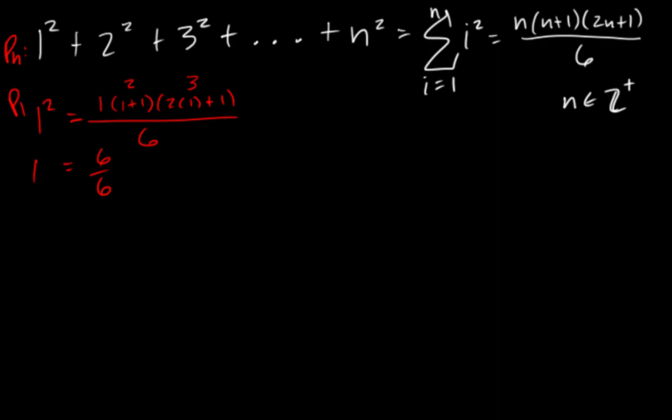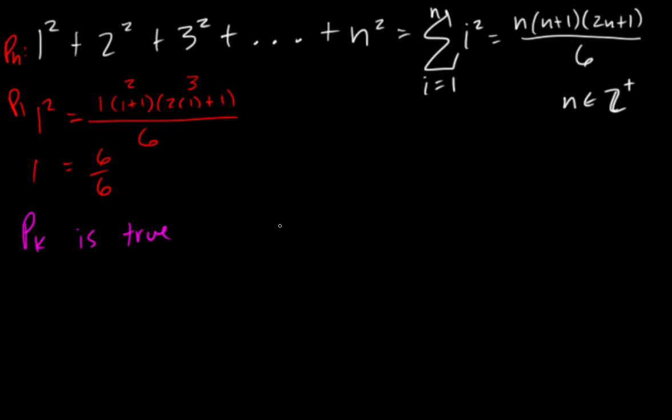Now, what we're going to do next is do our Pk. So we're saying Pk is true, and Pk is just the case where we switch all these n's to k's. I'm debating whether or not I want to just write it out, but I probably should.